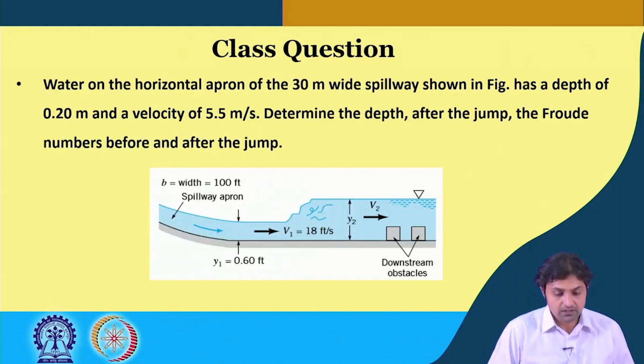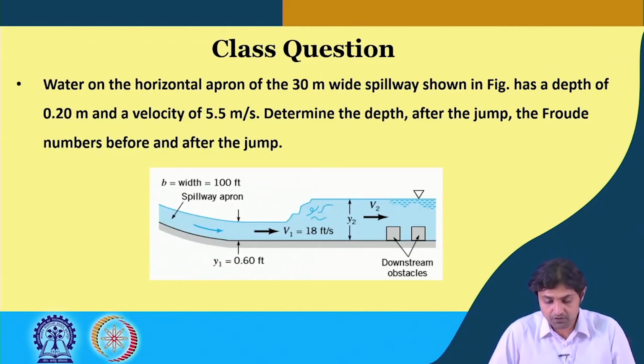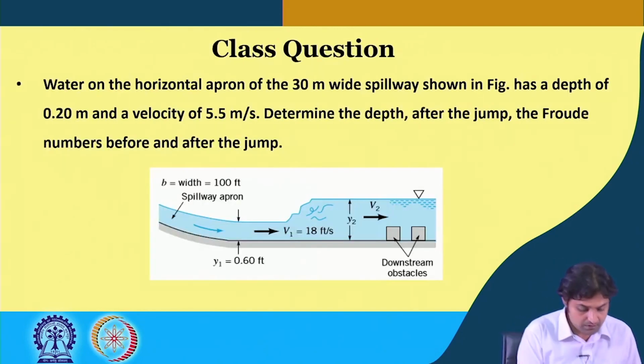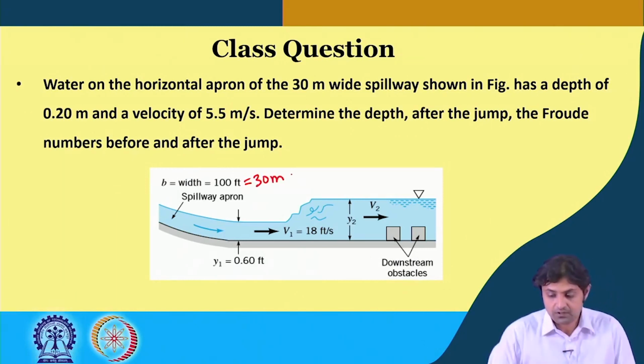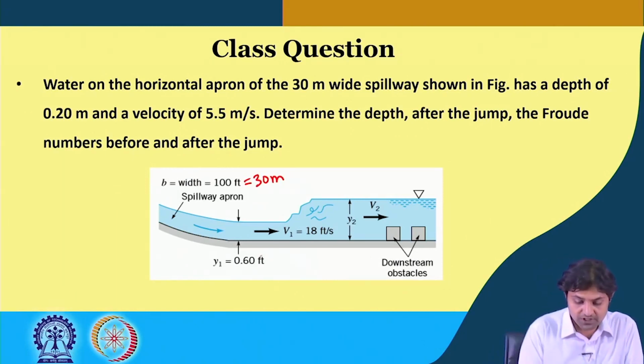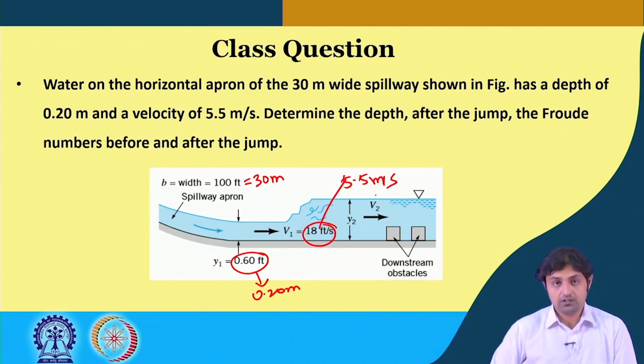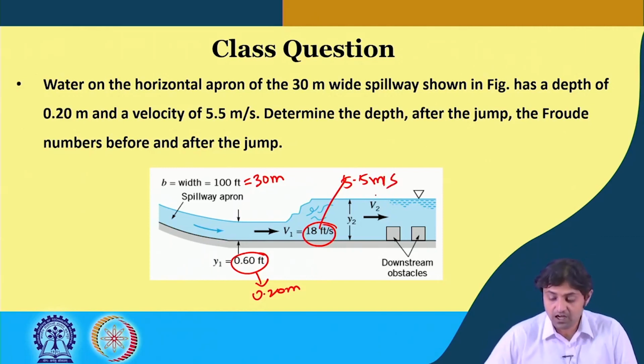It says that water on the horizontal apron of a 30-meter wide spillway, okay, so it is 100 feet, that is 30 meters, has a depth of 0.6 feet, which is equivalent to 0.20 meter, and a velocity of 18 feet per second, that means 5.5 meters per second. The question is, determine the depth after the jump, and the Froude numbers before and after the jump.